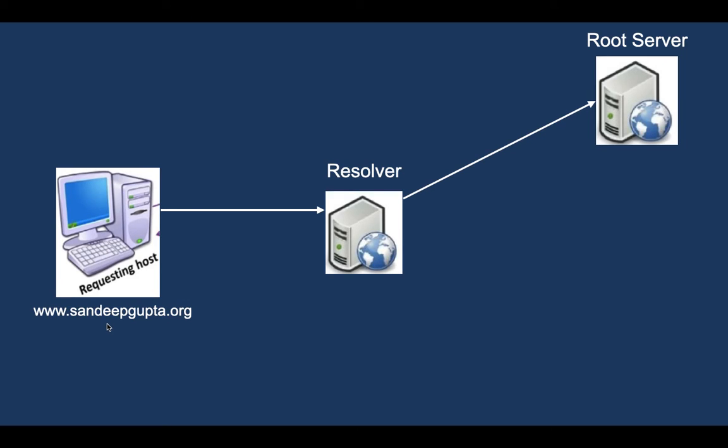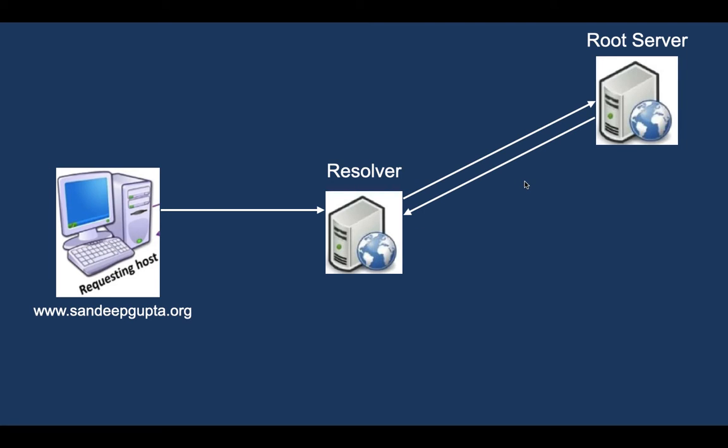So when it starts from the right side, it will read this org. By the way, this org is called the top level domain. I repeat, top level domain. In short, we say TLD. Now, what this root server will do is it will notice that the TLD over here is org. And now it will send the resolver the address of the TLD server.